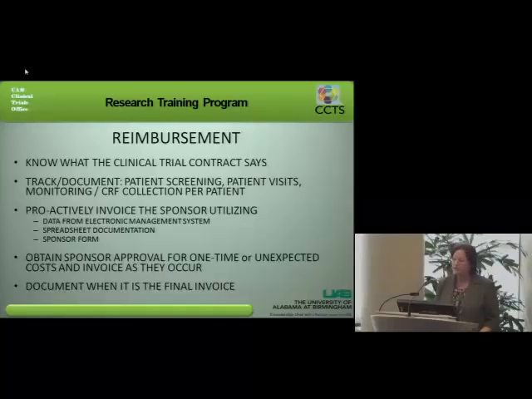You need to always make sure that if you have unusual expenses crop up, one time, unexpected, that you get sponsor approval in advance for them to receive an invoice from you to cover those expenses. And then invoice them as they occur so they don't fall off your plate. Then at the end of the study, when you've done your reconciliation and you have a final invoice that you're sending to the sponsor, it is good to always mark that as a final invoice so everybody knows we're done with the finances for the study.